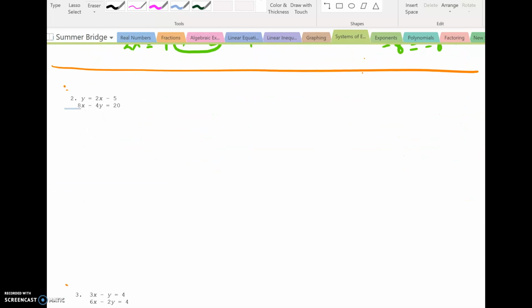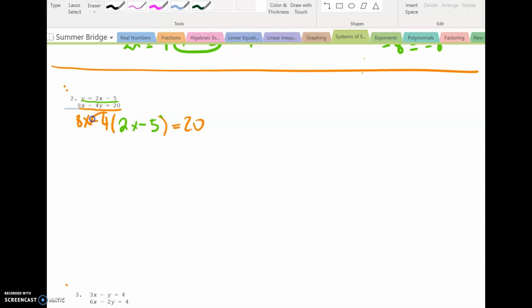Now notice that this next example actually is a little bit less work because we already have y solved for. We're told that y is equal to 2x minus 5, which means to say I can replace the y in the second equation with 2x minus 5. So that's what I'm going to do. I'm going to say 8x minus 4 times the quantity of 2x minus 5. I just made that green, this orange, and that's going to equal 20.